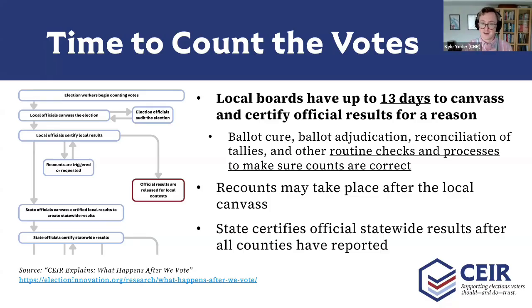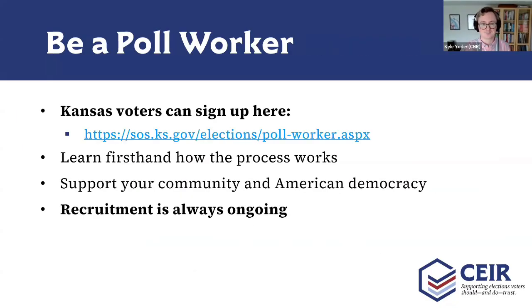If you're interested in learning more about any of the processes that are happening after we cast our ballots during early voting or on election day, you can check out CEIR's report, linked at the bottom of the screen, What Happens After We Vote, where we've got this nifty process map and explainers on all of these different processes in detail, so that you and any voters who are interested in the state of Kansas can more fully understand everything that's going into counting their ballot and making sure it's counted as intended.